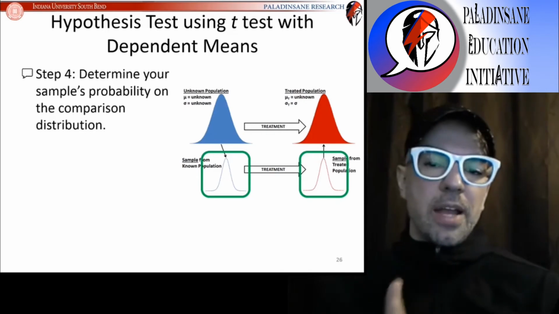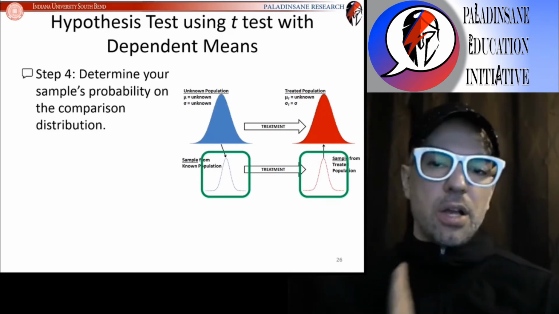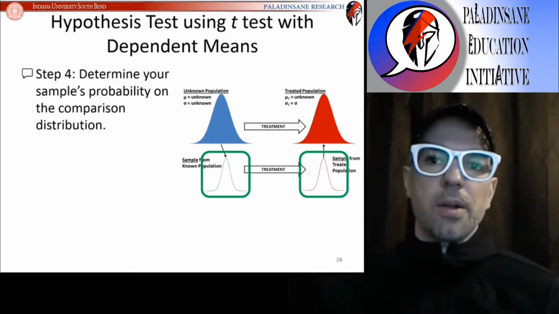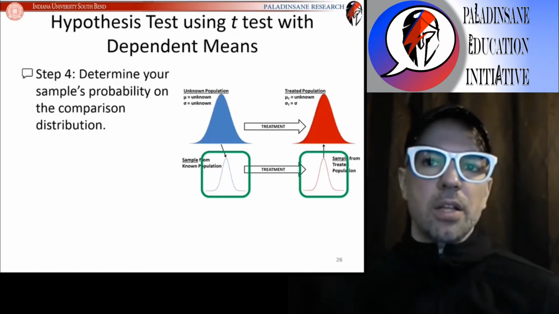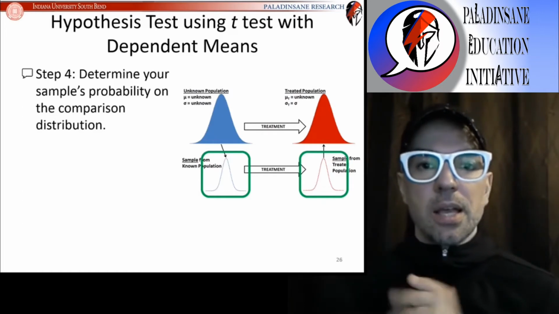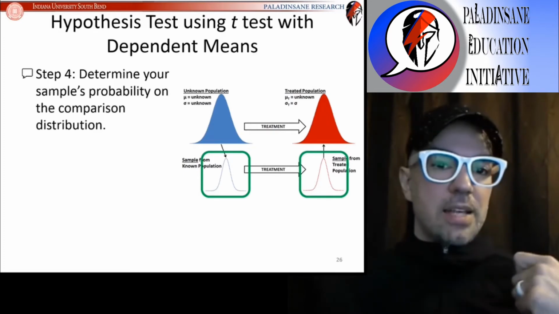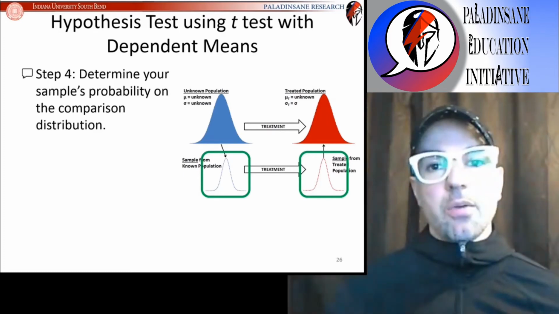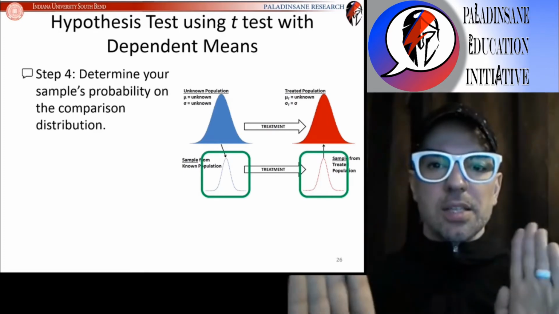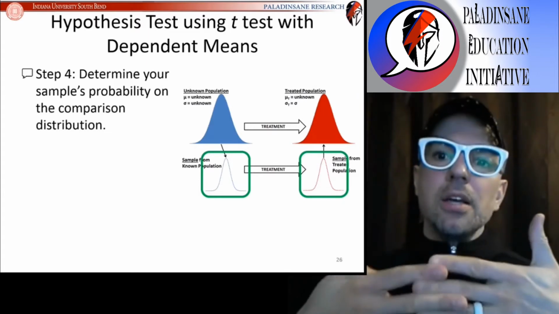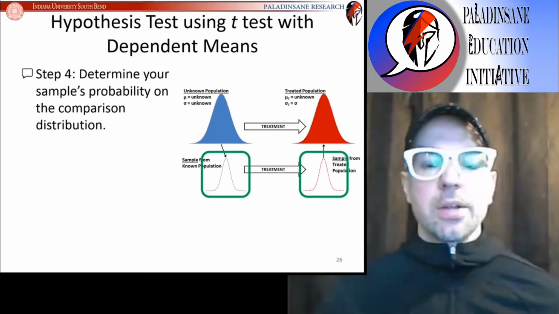So we're going to find out how to calculate that, or how to look up that sample T statistic on the hypothesis test. But we're also going to find out how to find that sample's probability, because again, remember, T statistic and probabilities are linked. So you can translate one into the other.